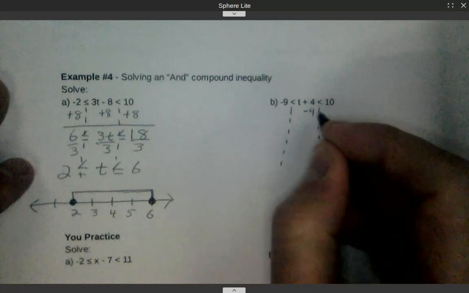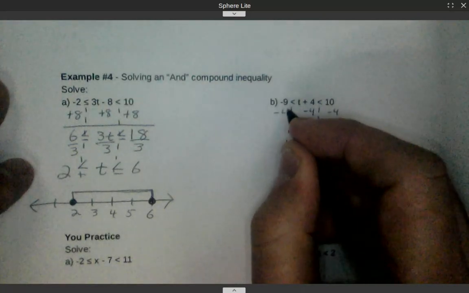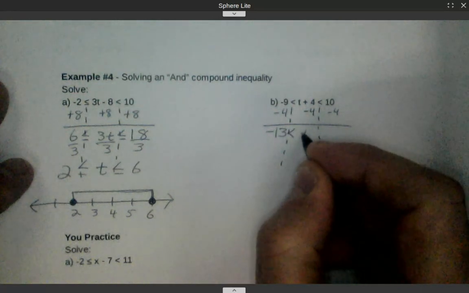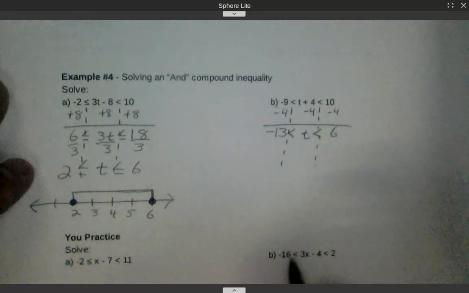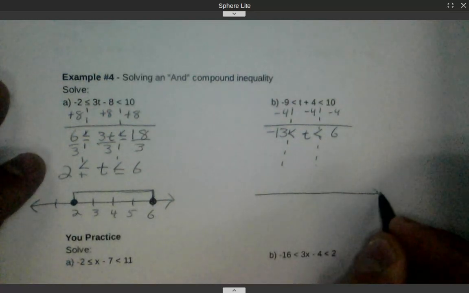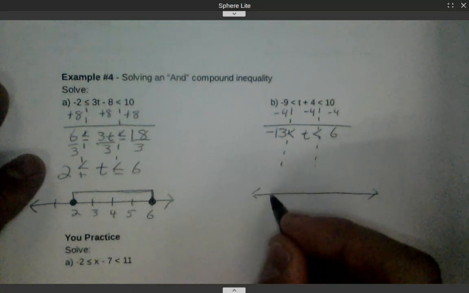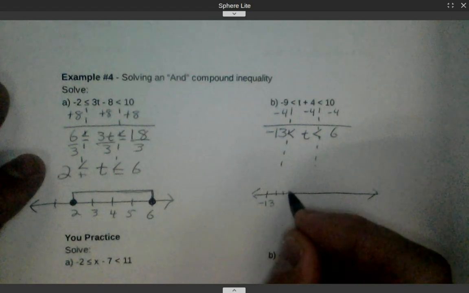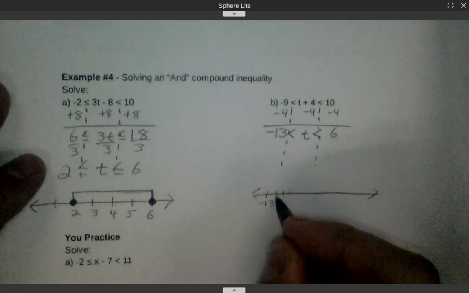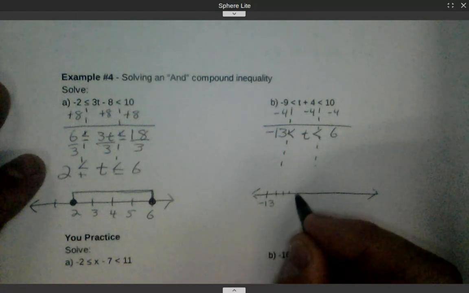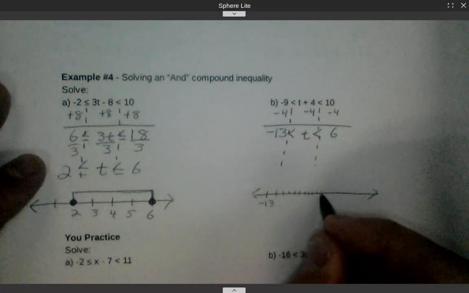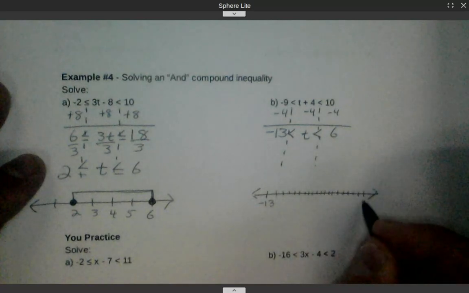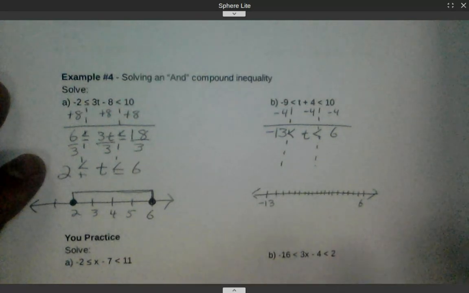So I'm going to subtract 4 from all three parts. This gives me negative 13 is less than t, which is less than 6. If I put this on a number line, I'm going to go to negative 13, and count up through 0 and then 1, 2, 3, 4, 5, 6.